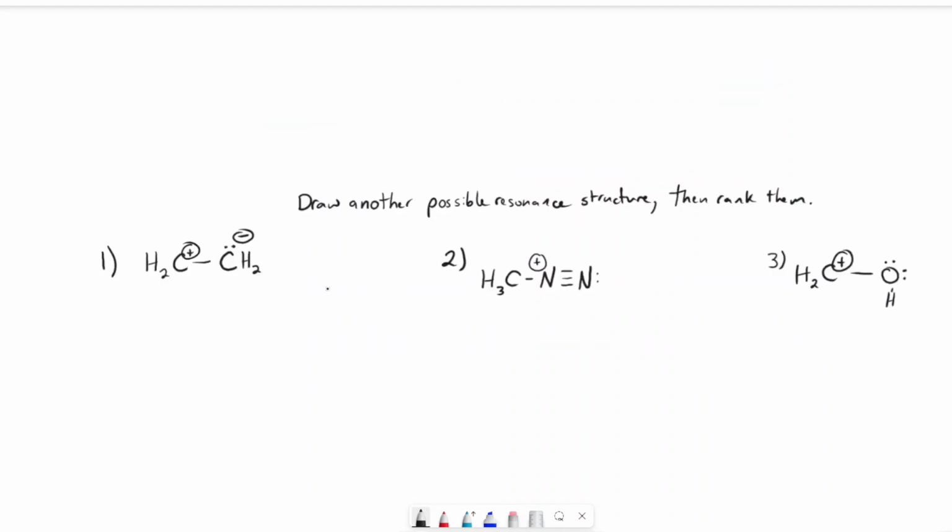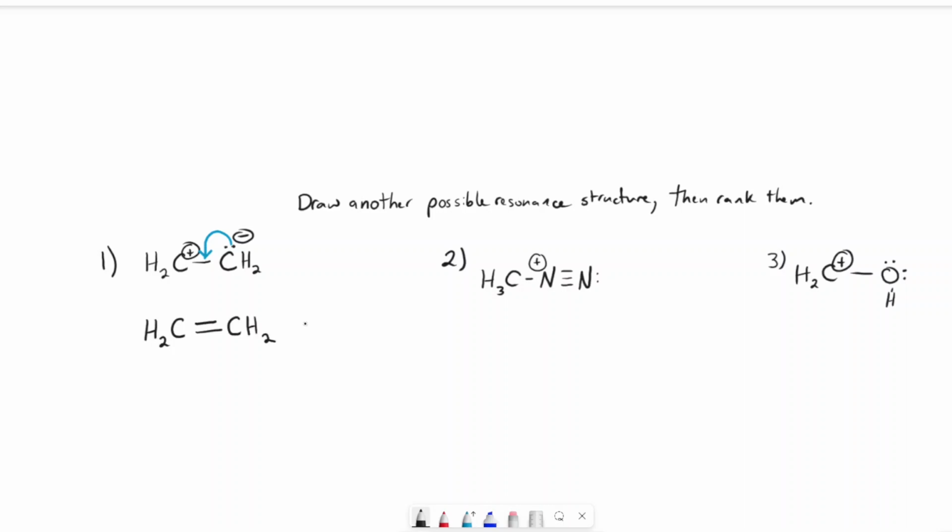For this next one, we are going to draw one other possible resonance structure and then rank the one that's already there and the one we've drawn. So for number 1 here, we have a positive and a negative charge. The best thing we can do is flow negative to positive. So let's see what we can do here. We have this lone pair of electrons and we have a carbocation. If we take that lone pair and point it down onto the single bond, it will create a double bond.